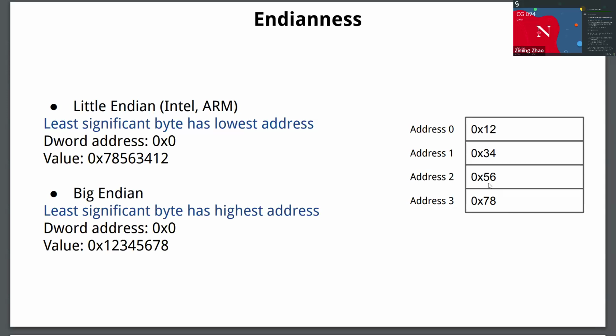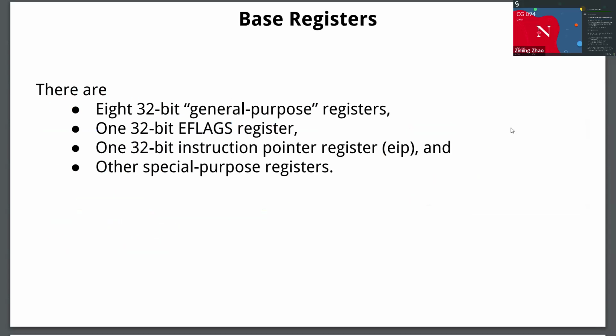We do have some big endian machines, and those machines store the least significant byte at the highest address. And this works for different data types. But if you have a string, it doesn't really matter, because a string is just an array of characters. There is no endianness. It's just based on the appearance of the letters.